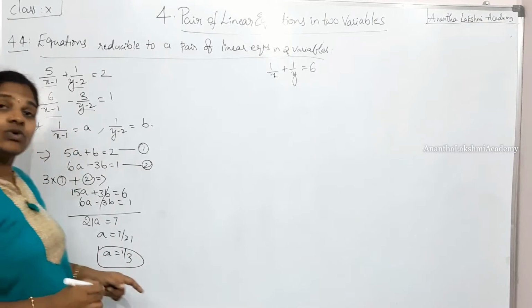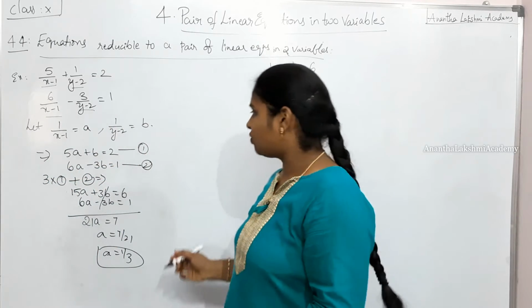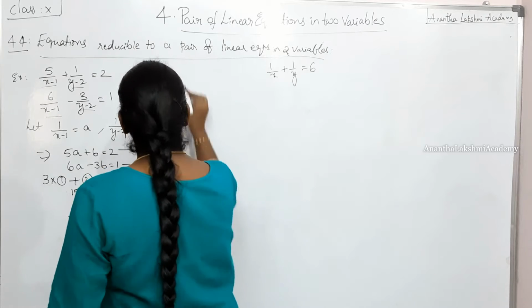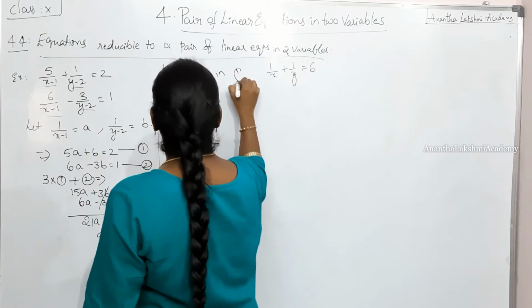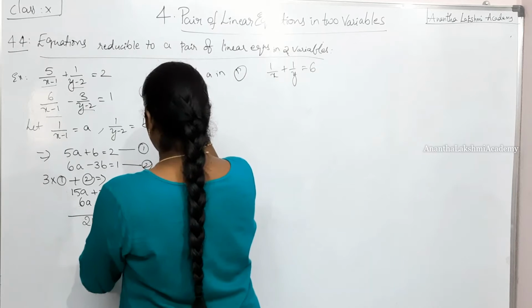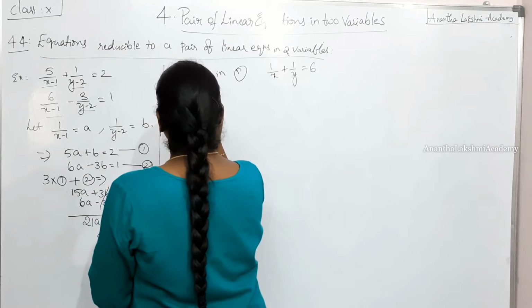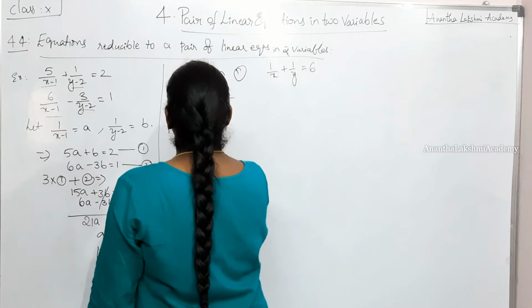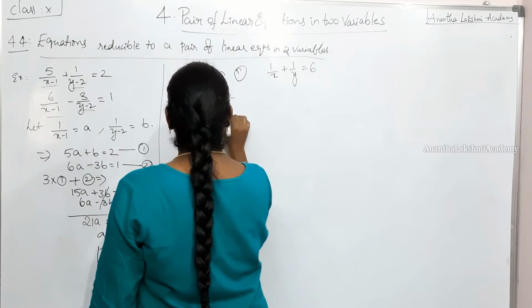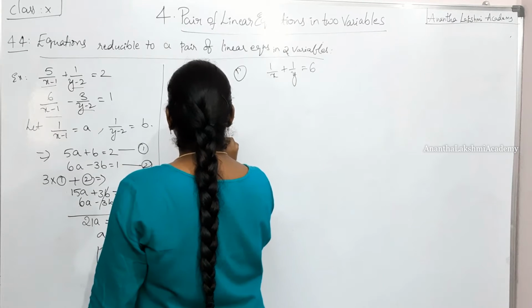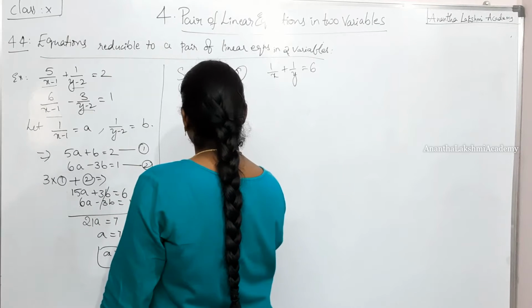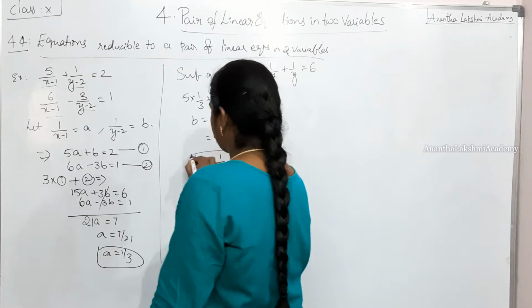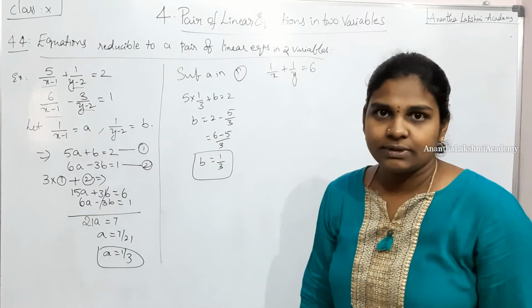Now you have the value of a. How do you get the value of b? Substituting a in equation 1, you get 5 into 1 by 3 plus b is equal to 2. So b is equal to 2 minus 5 by 3. 3 twos are 6, minus 5, by 3, so b is equal to 1 by 3. We got a is equal to 1 by 3 and b is equal to 1 by 3.